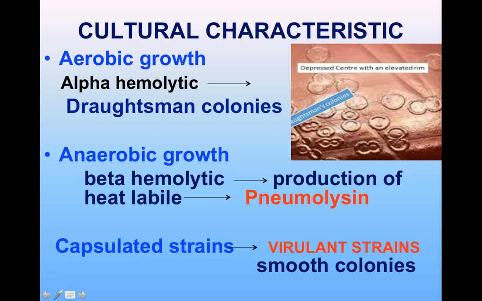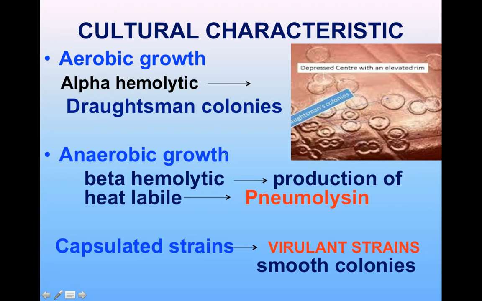Aerobic growth: because they are facultative anaerobes, they can grow aerobically. When they grow aerobically, they produce alpha hemolysis. The young colonies are going to give you alpha hemolysis, and the colonies later on become draughtsman shaped. Now, in draughtsman shaped colonies, as you can see over here, the center is depressed, whereas the rim is elevated, and this is because amidase starts eating up the colonies from the center. The central part of the colony becomes depressed and the edges remain elevated.